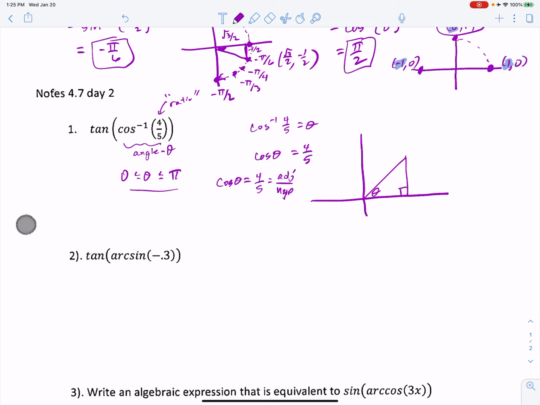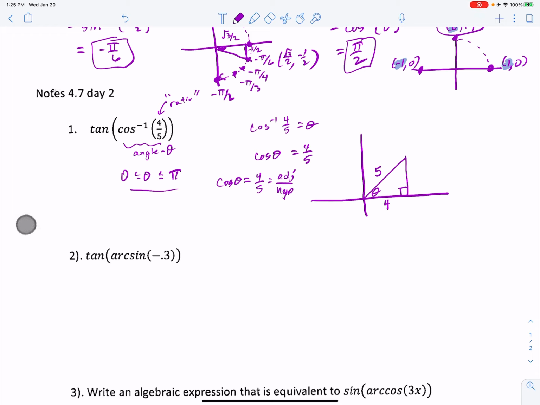So here's my theta. And the adjacent side would be this, and the hypotenuse would be 5. And it has to be quadrant 1 because the ratio is positive, and since it's inverse cosine, it has to be a quadrant 1 or 2 angle, and cosine's positive in quadrant 1. So now I want the tangent of that angle.